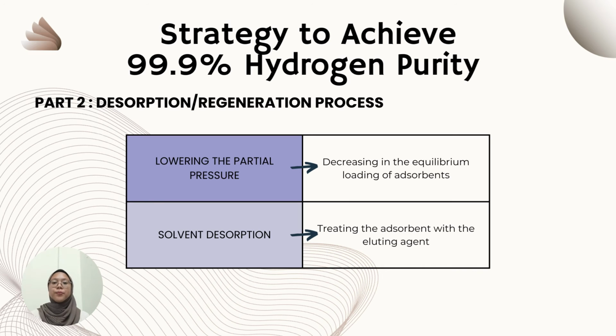Other than that, the desorption process can also be done by solvent desorption. For this method, the adsorbent will be treated with an eluting agent to remove the adsorbed component from the used adsorbent. There are 4 steps in this method: firstly, washing adsorbents with water, treating adsorbents with eluting agent, stirring, and lastly, washing the regenerated adsorbent with water.